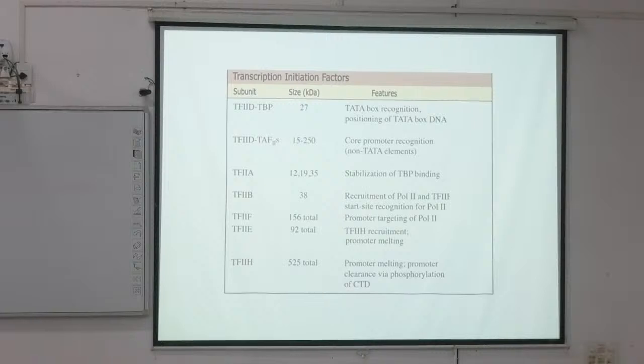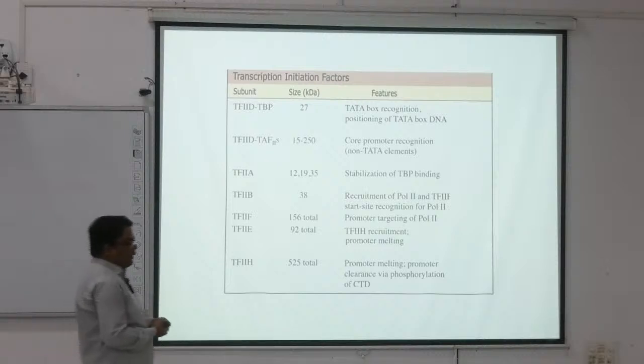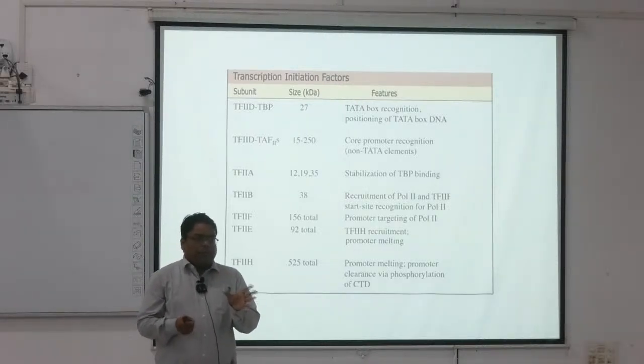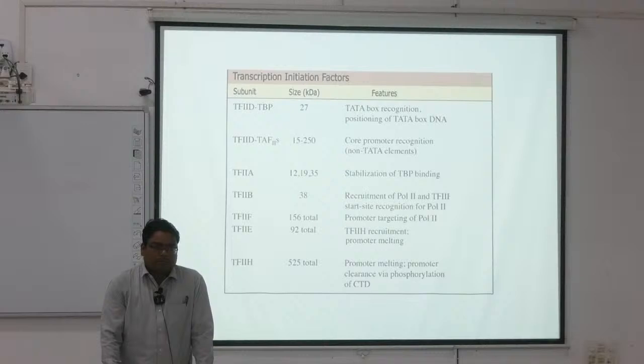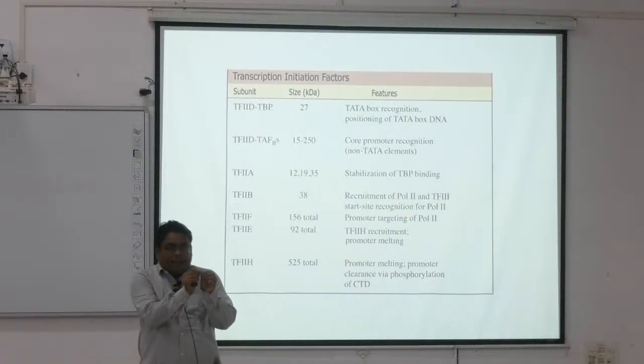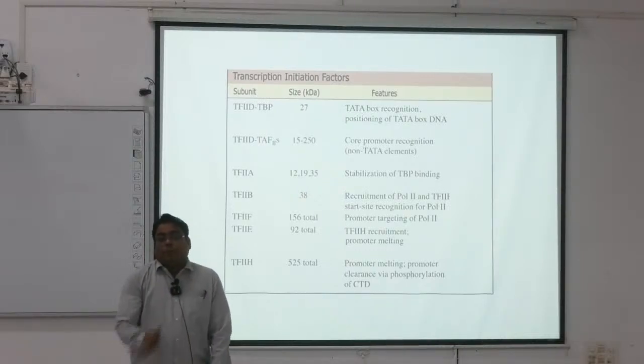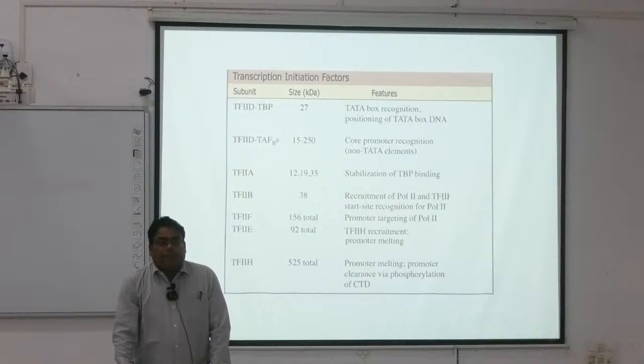Transcription factor II F is a protein which recruits and promotes targeting to polymerase II. Now transcription factor E does promoter melting. After that, transcription factor H finally goes for clearance of these promoter sequences. How is the promoter sequence being cleared? If your RNA polymerase enzyme moves on further downstream, then what will happen?